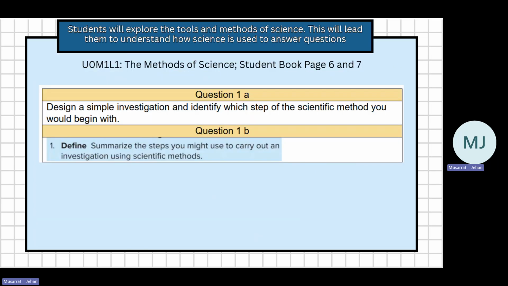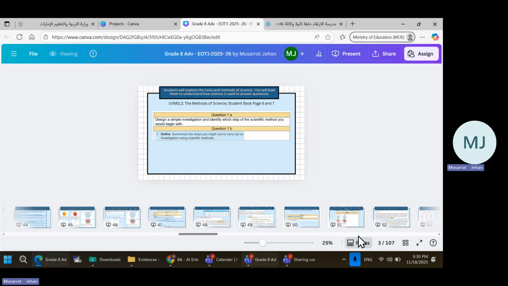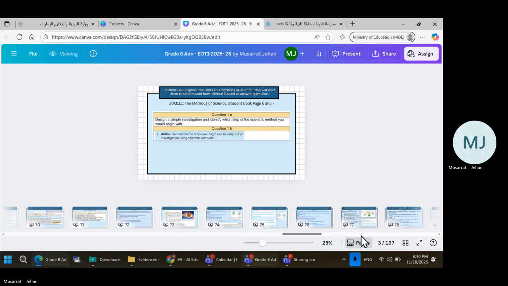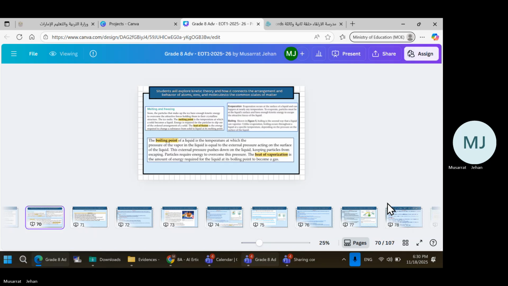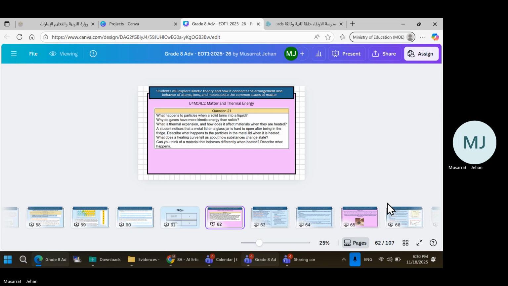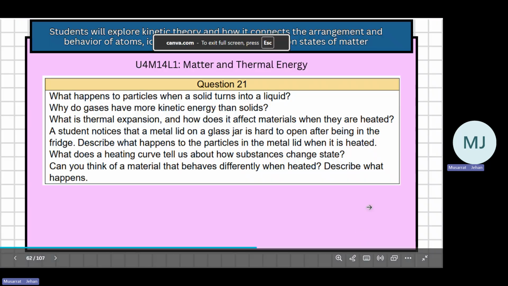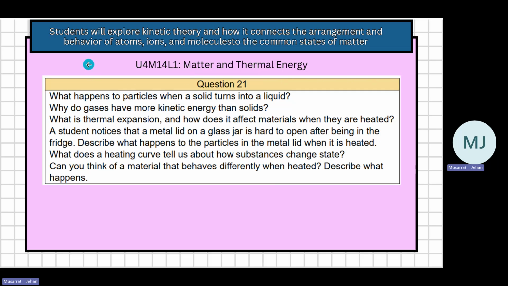So let's go quickly to our FRQs on our PowerPoint. This PowerPoint will be available to you on your LMS. As I told you, the number of FRQs is 4 and the marks per FRQ is 10. So the total is 40 marks for the paper part. Okay, so in the paper part, let's dive into our FRQ session.